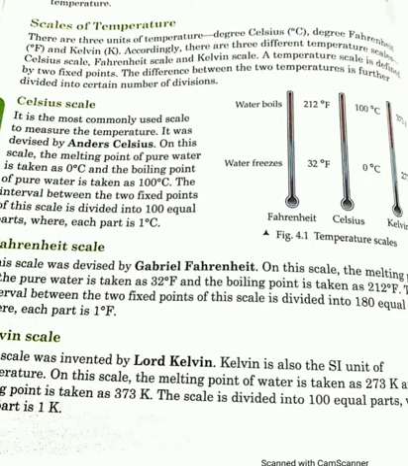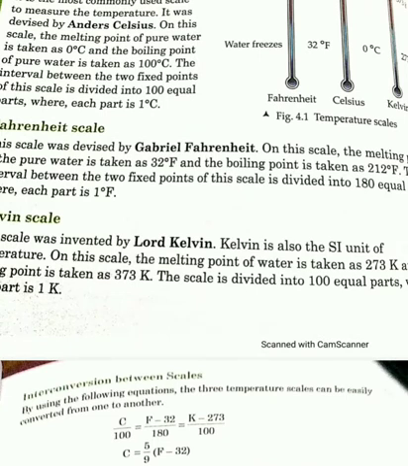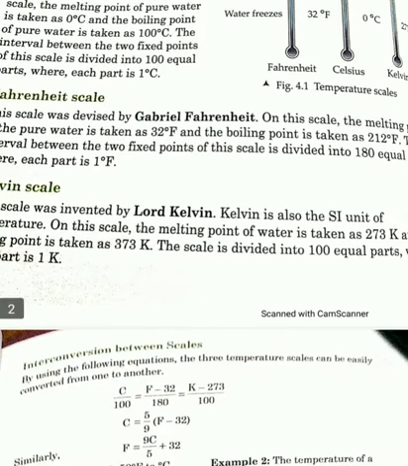On this scale, the melting point of pure water is taken as 32 degree Fahrenheit, and the boiling point is taken as 212 degree Fahrenheit. The interval between the two fixed points of the scale is divided into 180 equal parts, which means each part is equal to 1 degree Fahrenheit. If we talk about the Celsius scale, it was 100 equal parts, but here we have 180 equal parts.